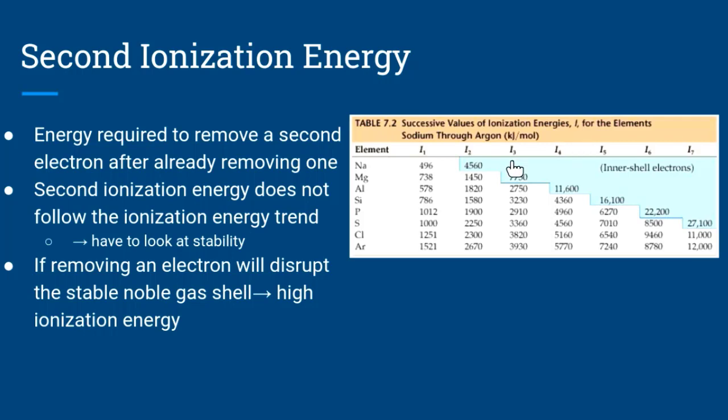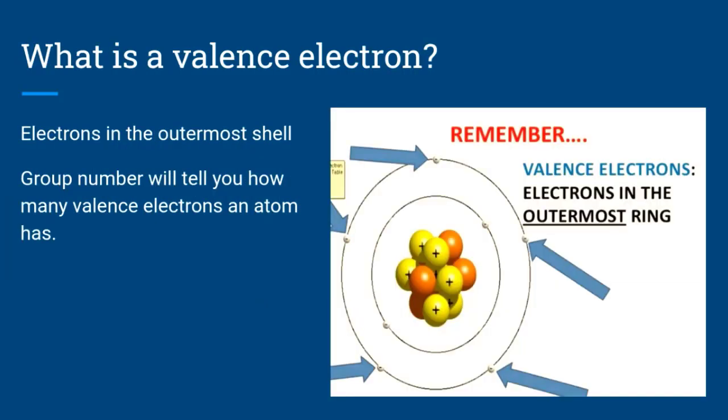Cool. So just be careful about that. Look at your periodic table, figure out how many valence electrons each atom has, and based on that, you can figure out the second ionization energy, third, fourth, fifth, whatever it may be. Cool. All right.